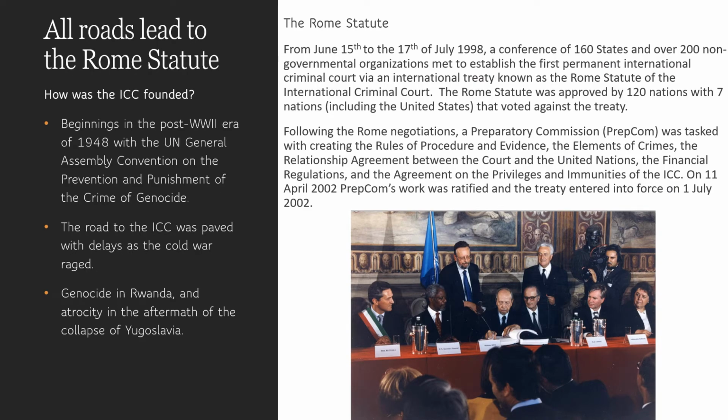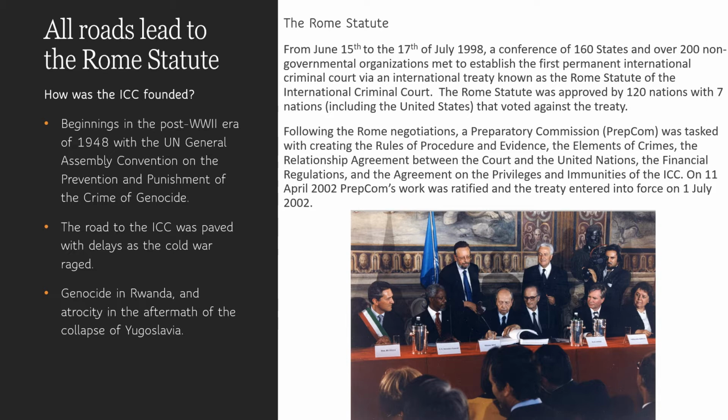The road to the ICC was a long time in the making. After World War II, the world had witnessed some of the most terrible crimes ever committed. In response, the UN created a treaty known as the UN General Assembly Convention on the Prevention and Punishment of the Crime of Genocide. This was the first international effort to push back against the crime of genocide and was ratified unanimously by all members of the UN.